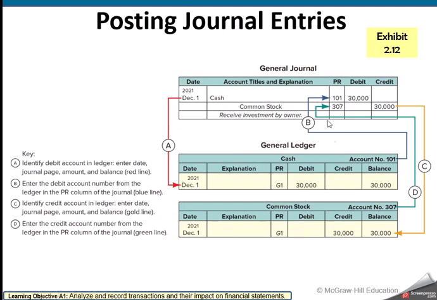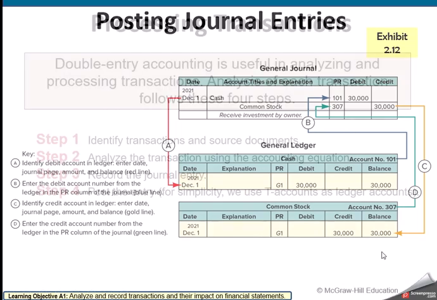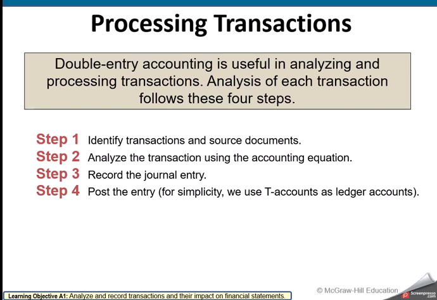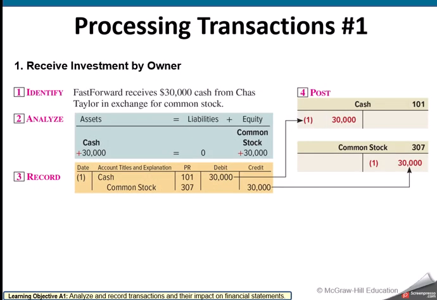And then this again shows you going from the journal entry, posting into the two accounts that were involved, and then those will eventually post into a trial balance. So you always want to do your double entry accounting. We analyze and process our transactions. We record that journal entry, debits equal credits, and then we post it into those T accounts.